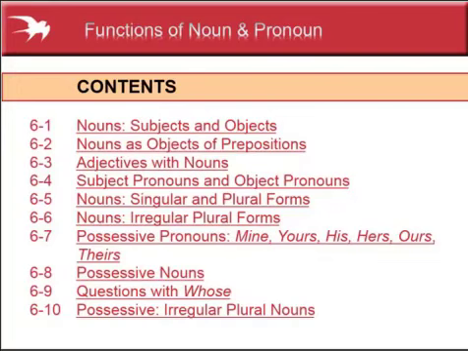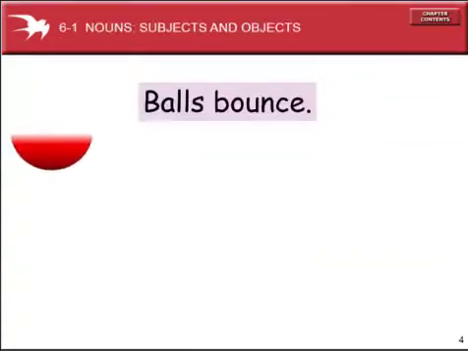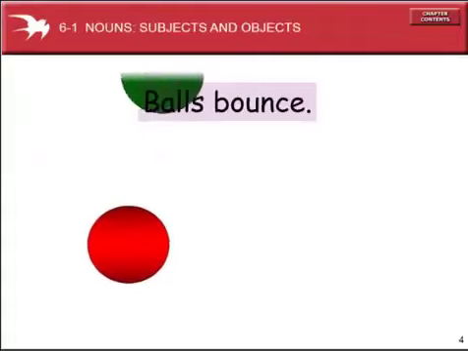Noun used as a subject and object. Noun as object of the preposition. Adjective with a noun. Subject pronouns and object pronouns. Nouns, singular and plural forms. Nouns, irregular plural forms. Possessive pronouns: mine, yours, his, hers, ours, and theirs. Possessive nouns.